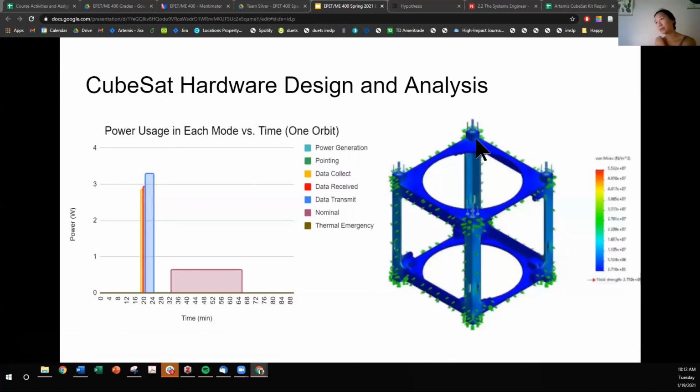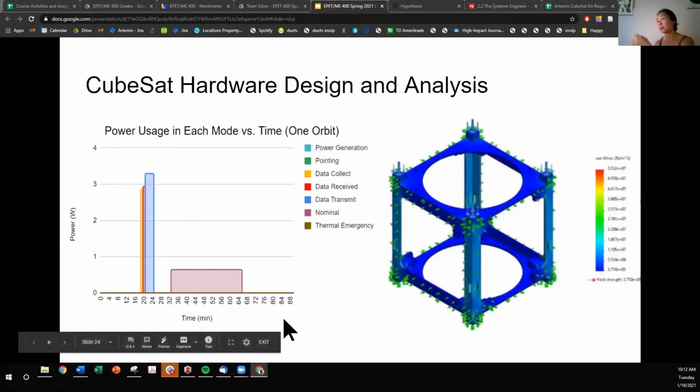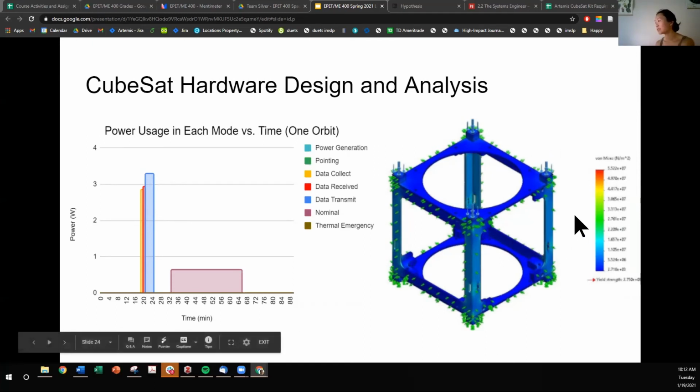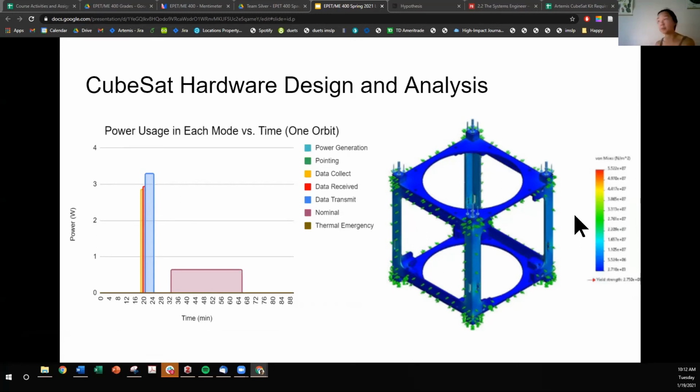Other stuff that you could present during the CDR, for the Artemis CubeSat kit, we did power analysis, so power budgeting. We did a structural analysis. We also did a link budget analysis and thermal analysis. So these are all things that I would expect to see in the final critical design review.